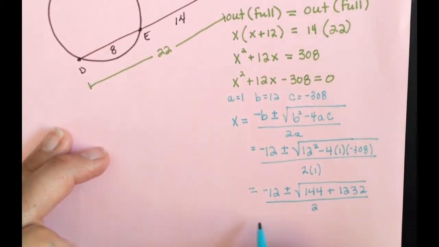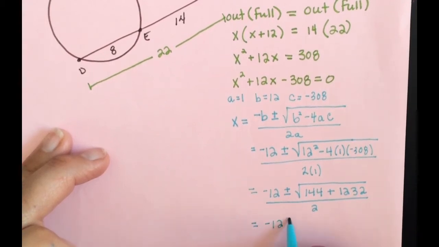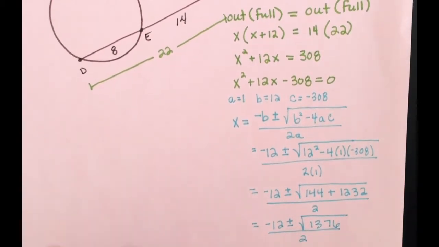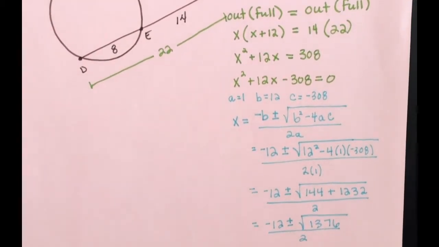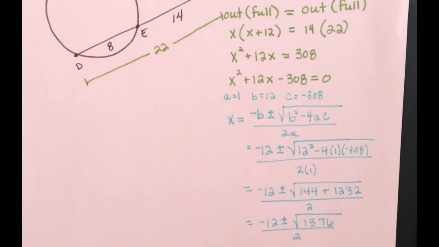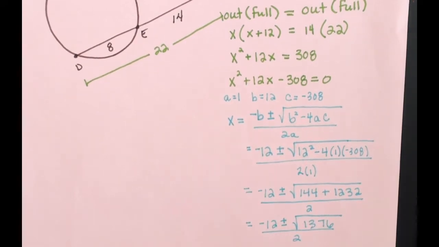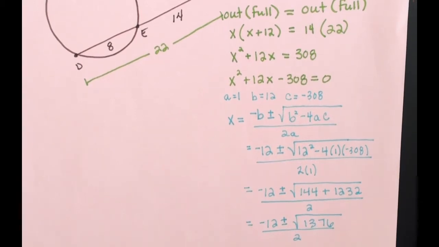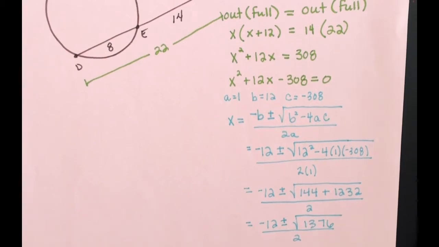Now I added those together, and negative 12 plus or minus the square root of 1376, all divided by 2. Now I'm just going to check to see if 1376 happens to be a perfect square, and it's not. So I am going to check if 1376 is divisible by 4. It is. It's also divisible by 4 again. All right, so I know that this can be divided by 16.